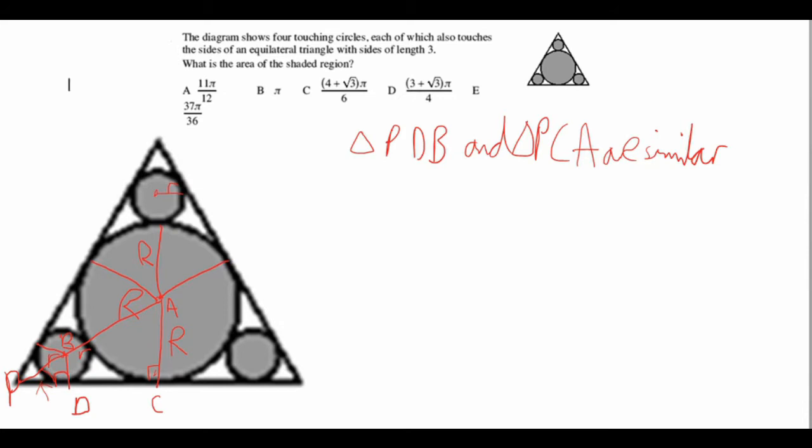And so actually let's just label this T. So the line PT must bisect this angle here, and so the angle BPD must be equal to 60 divided by 2, which is 30.